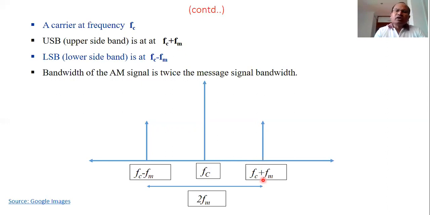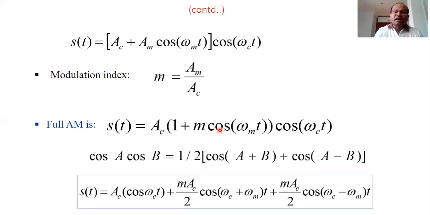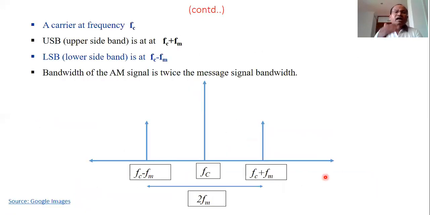It is up to you. When you write F on the x-axis, it becomes FC plus FM. When you write omega, it becomes omega C plus omega M. So at FC plus FM and at FC minus FM, look at here, the amplitude is the same. Why? If you compare, it is MAC by 2, MAC by 2. So the amplitude of the upper sideband as well as the lower sideband are both the same.